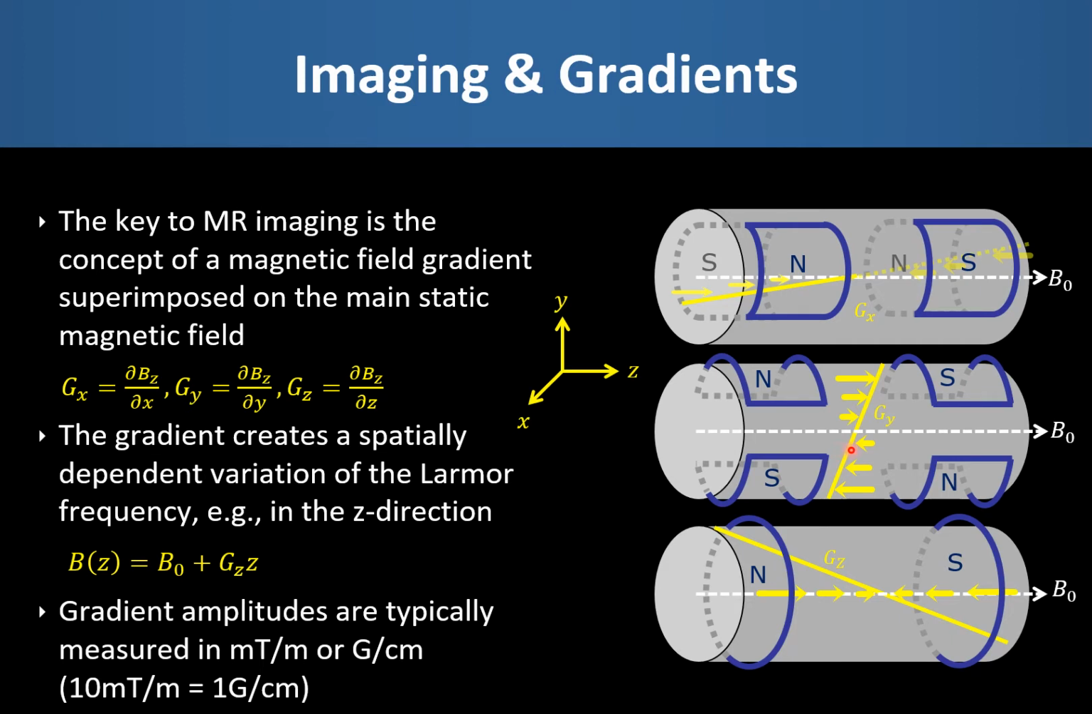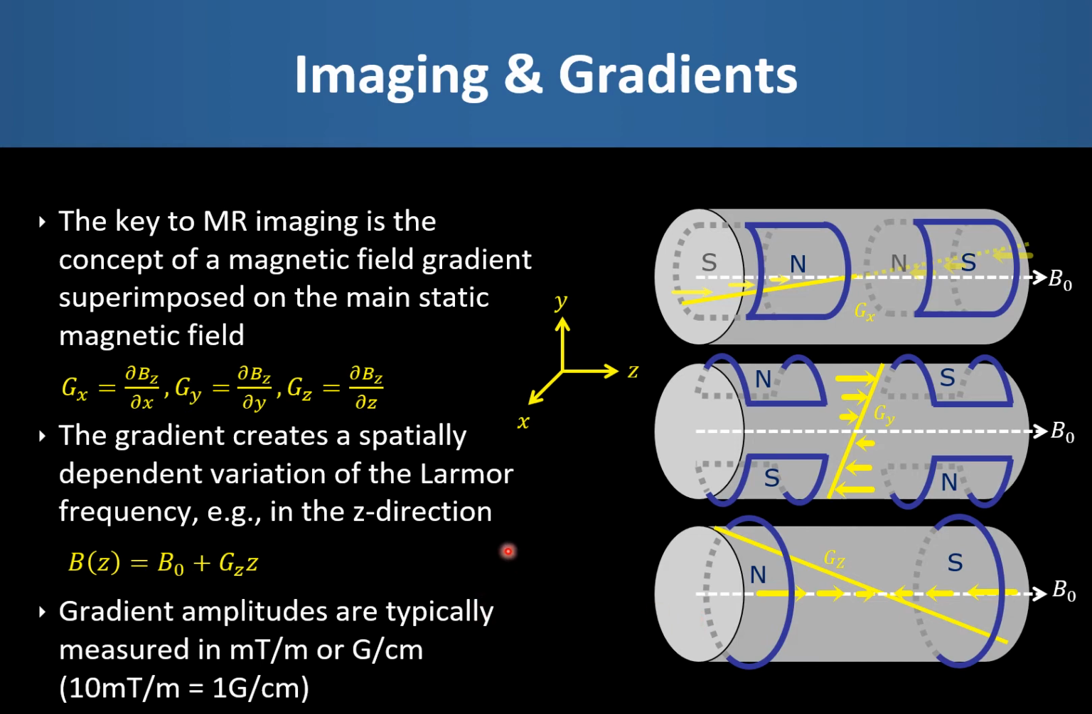In the Y direction, we have the same quadrupolar arrangement, but just rotated 90 degrees, so that now the gradient is going from the top to the bottom of the gradient coil. The Z gradient is a little bit simpler. We have a Maxwell pair in which there are counter-rotating currents.